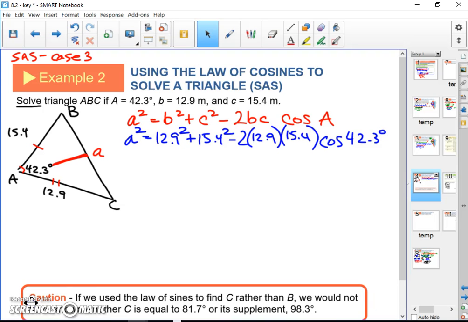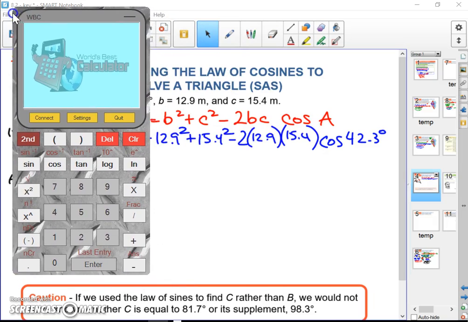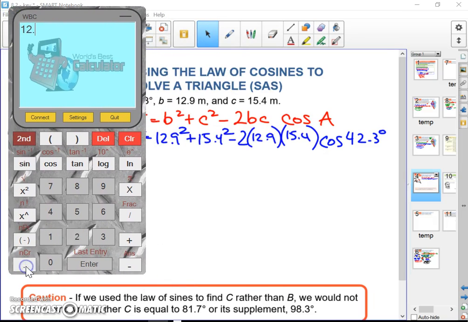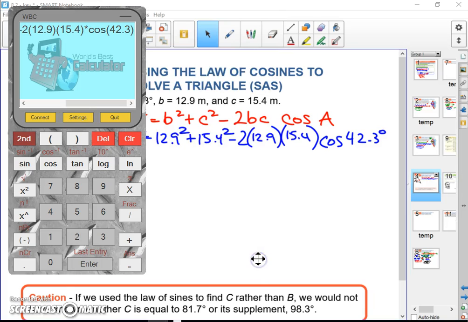So one of the biggest obstacles is, can you type that into your calculator? So let's all practice. Let's type that in and see if we can come up with the right number here. Make sure we're in degrees. Did you get about 109.7?